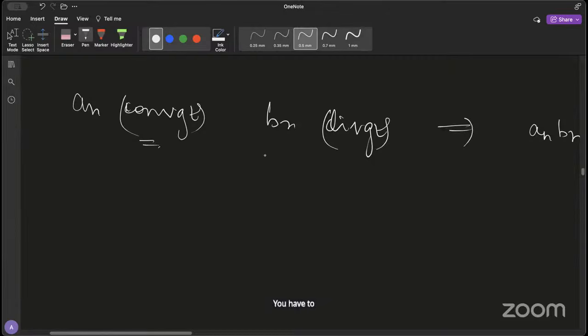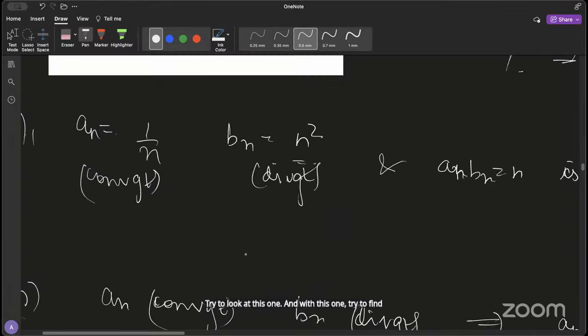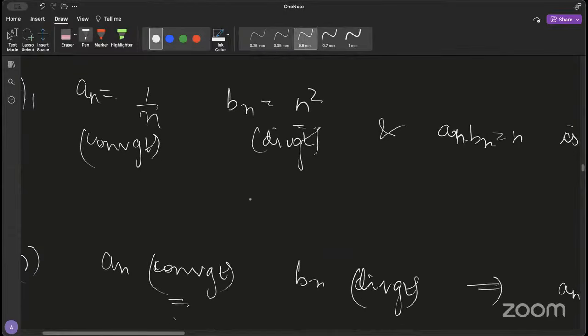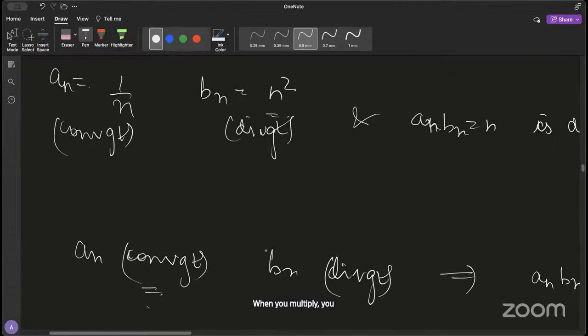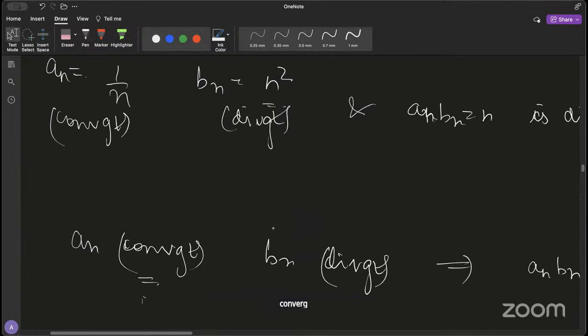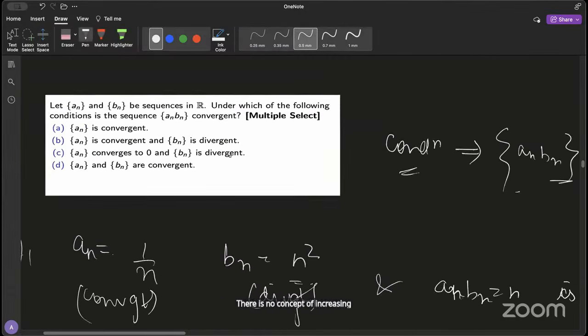Because it's a simple claim, you can find a simple counter example. You have to take this convergent, right? This is the hint. Try to look at this one, and with this one, try to find examples. So here, when you multiply, you get the n. So n cannot be convergent. n is increasing. There is no concept of increasing, decreasing in this one.